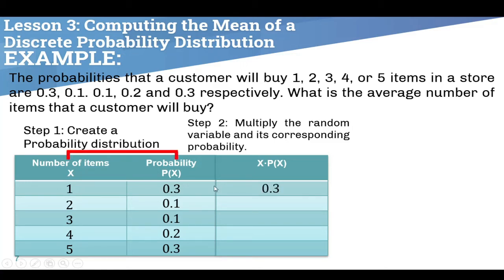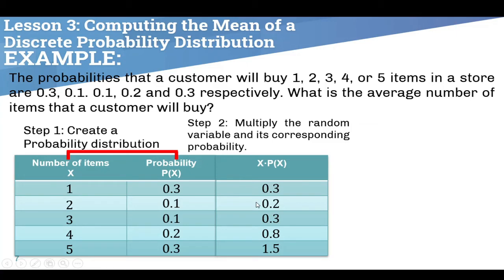So, multiply natin. 1 times 0.3 is 0.3. 2 times 0.1 is 0.2. 3 times 0.1 is 0.3. 4 times 0.2 is 0.8. 5 times 0.3 is 1.5. Meron pa ba tayong hindi complete? Wala na. So, nakompleto na natin yung column.